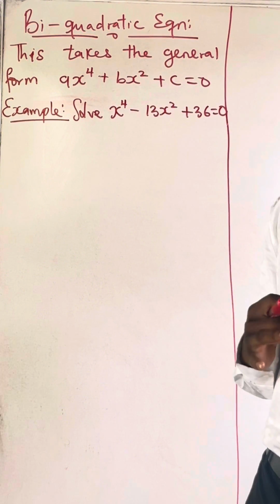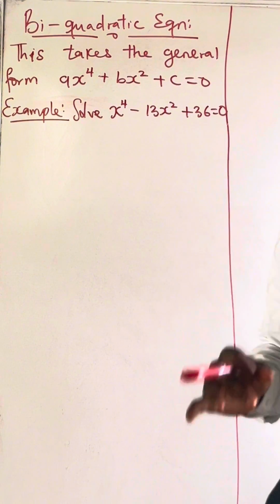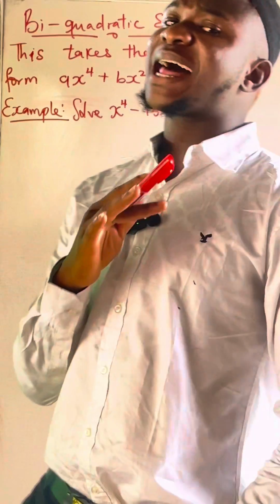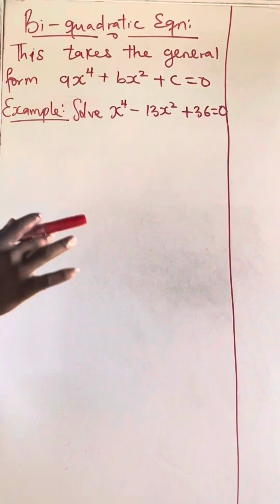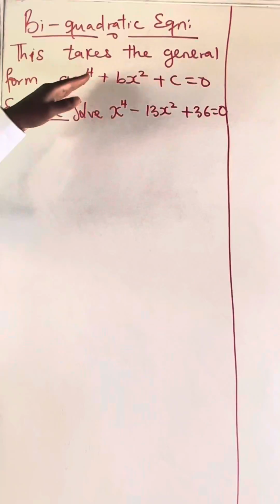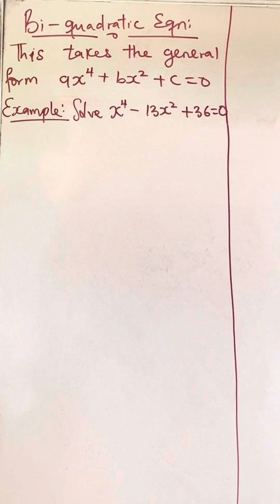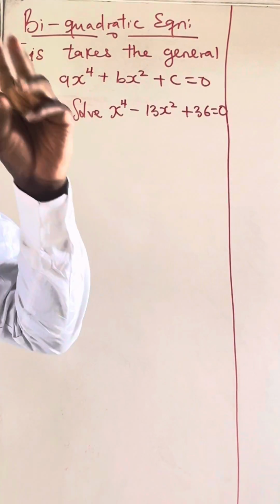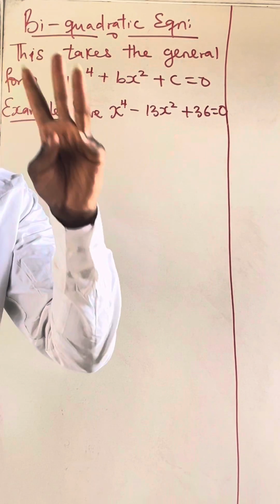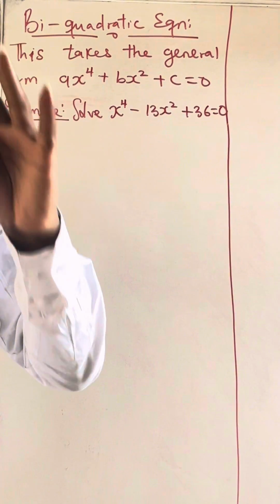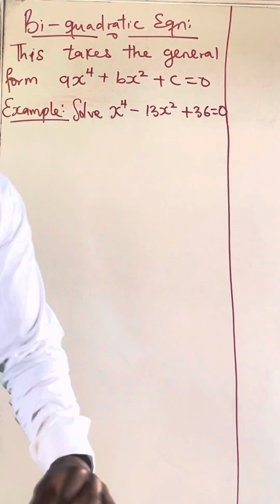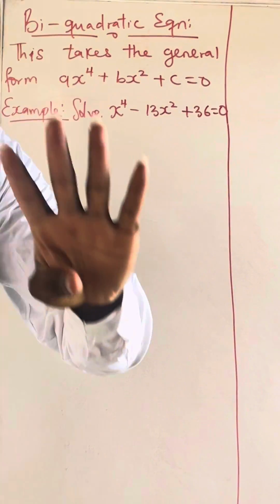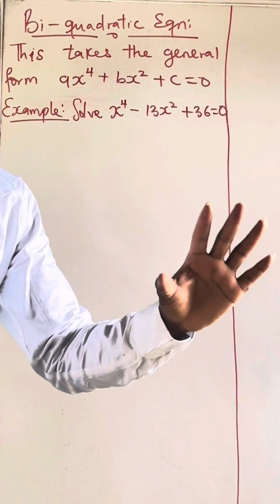Before I explain how we solve a bi-quadratic equation, in the last video, I told you that the highest power of x will determine the number of roots, or the number of values you are going to get for x. So if the highest power of x is 2, you are going to get 2 values for x in that equation. If the highest power is 3, you are going to get 3 values for x. While if the highest power is 4, this simply means we have to get 4 values for x in this equation. Let's look at how to do this.